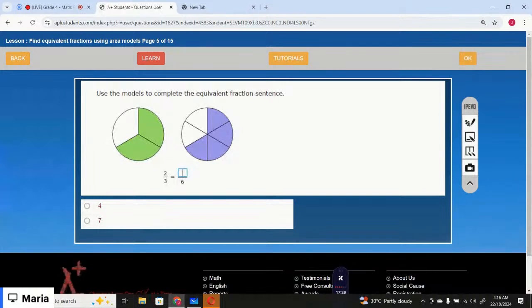Use the model to complete the equivalent fraction sentence. So 2 by 3 equals, what is the missing number? 4 out of 6, right? The correct option is 4. You can see here 1, 2, 3, 4 of them are colored. So that is 4 out of 6.